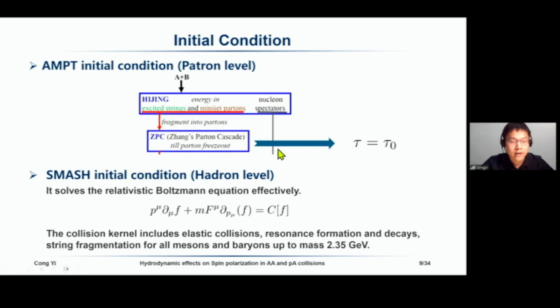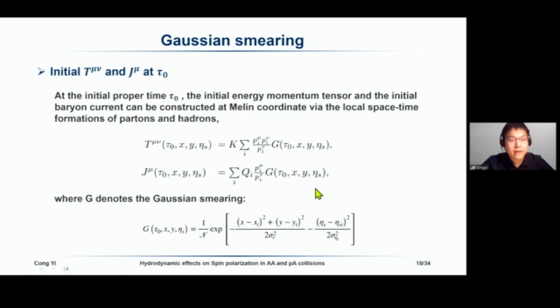When the system reaches the hydrodynamic initial time tau zero, we can get the location and the momentum information of our hadrons. Well, the particles in the SMASH model are hadrons. Similarly, we can also get the information of our hadrons at tau zero. Then we can use the Gaussian smearing method to get the initial energy-momentum tensor and the baryon current. Here G denotes the Gaussian smearing function. Sigma r and sigma eta represent the transverse and the longitudinal smearing widths.